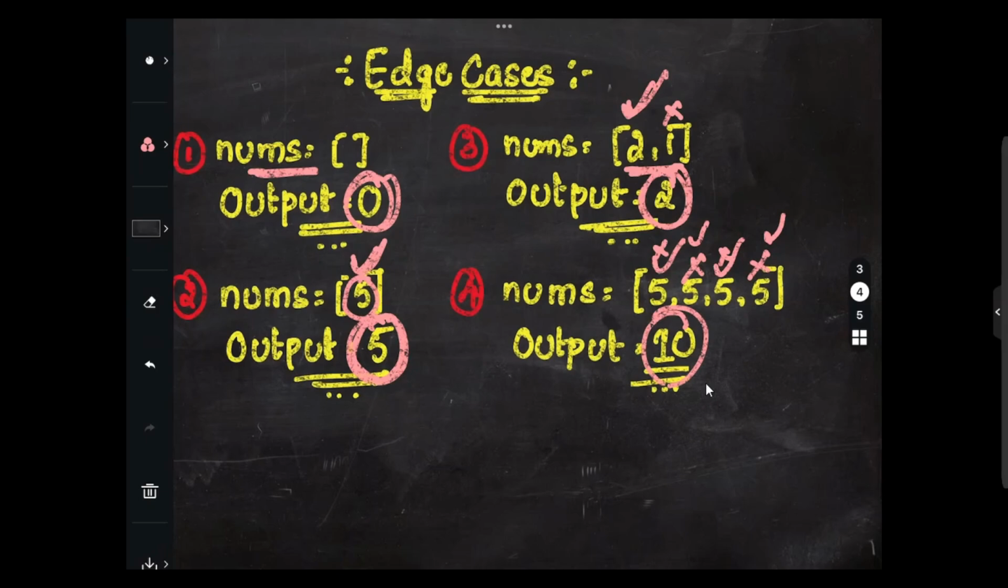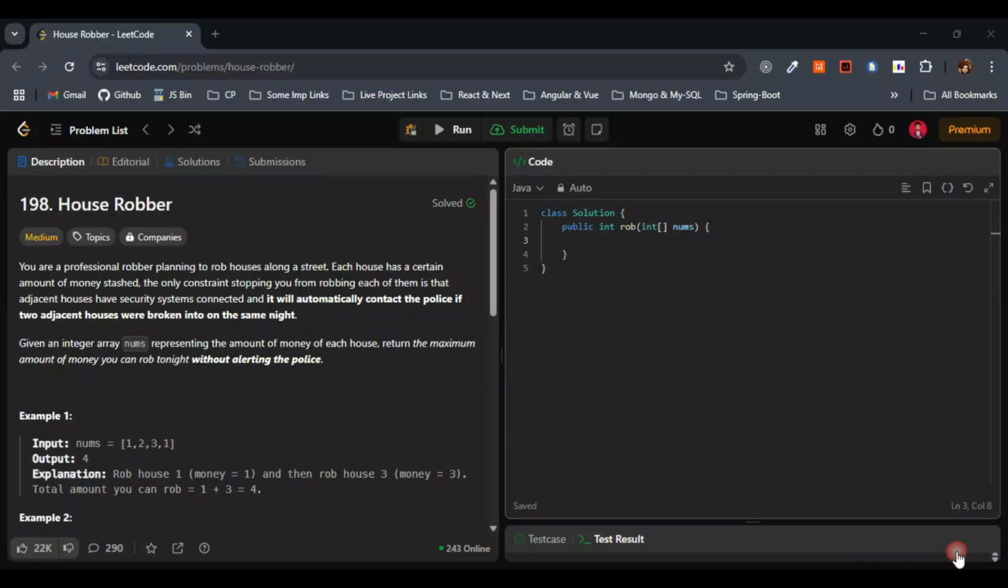I hope this is completely clear. These are the edge cases that we need to consider basically. Right now we are completely familiar with the edge cases as well as the approach. We are good to write the code now. So let's start writing the code.